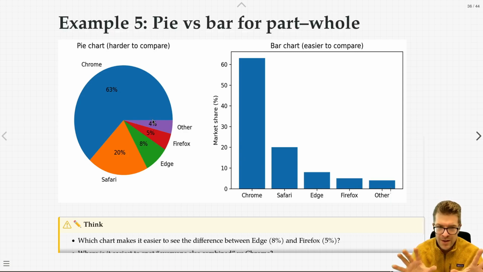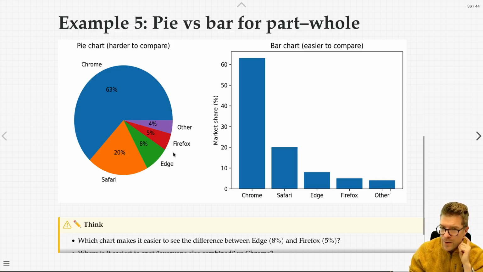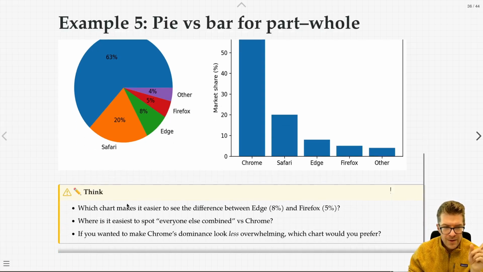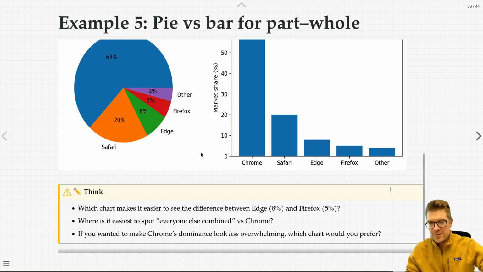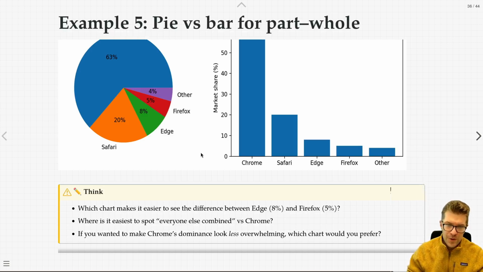So again, the same data can tell different stories. Complete dominance, at least to my eye, on the right, and maybe a bit more competition on the left. So I want you to think a little bit. Which chart makes it easier to see the difference between Edge and Firefox, right? Where is it easiest to spot everyone combined versus Chrome, so other plus Firefox plus Edge and so on? And if you worked at Google for some reason, and you wanted to make Chrome's dominance look less overwhelming, which chart would you prefer to sell that narrative?